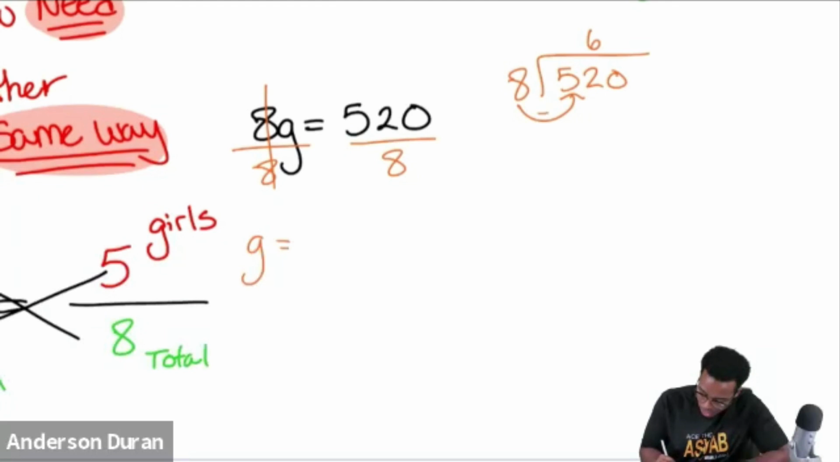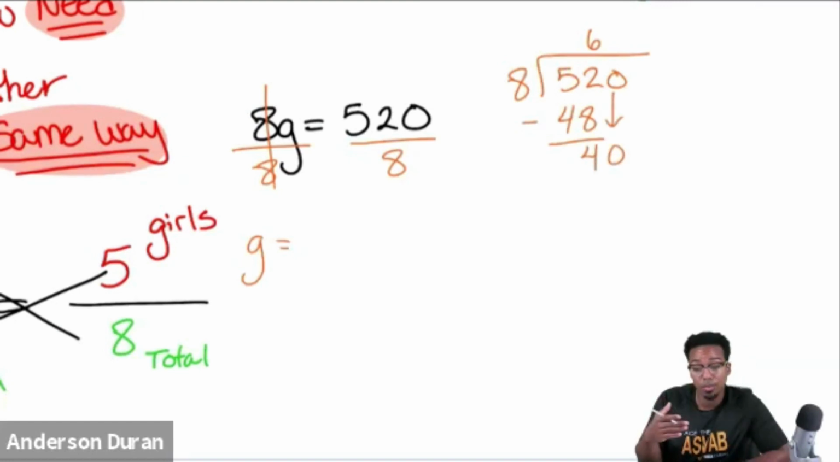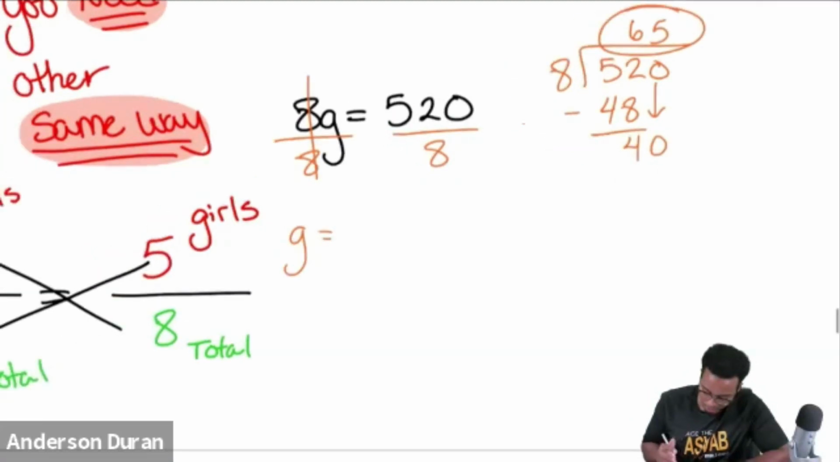And so we subtract 48 to get 4. Bring that 0 down. And 8 goes into 40 5 times. And so we get 65. And that's how we get it as the answer.